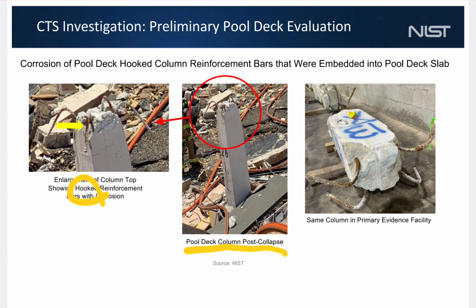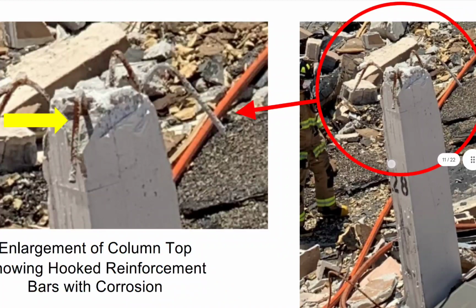Well, we know that, right? Same column on primary evidence facility. Same column? What do they mean by same column? Is it this one and this one and this one is the same? Is this all three the same? Ambiguous, but let's say it's the same column, 1, 2, and 3. Let's take a look at it. Let's see if we can match it up.